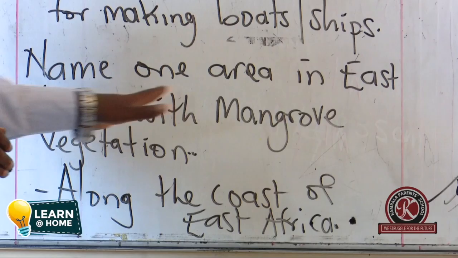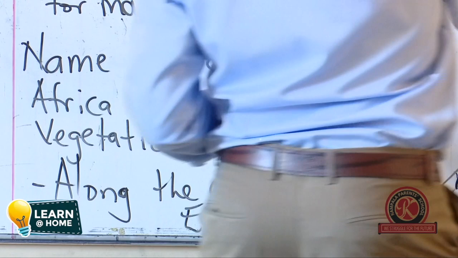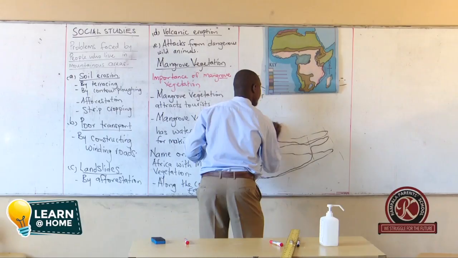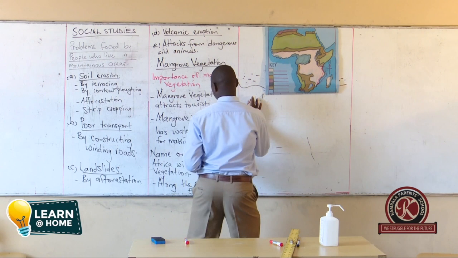Why does mangrove vegetation grow along the coast of East Africa and not in the interior of Africa? So you are saying due to the presence of salty water. We are having it also in a question form. You can name this maybe question one, have this as question two.